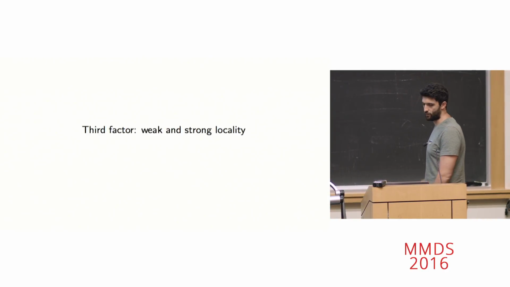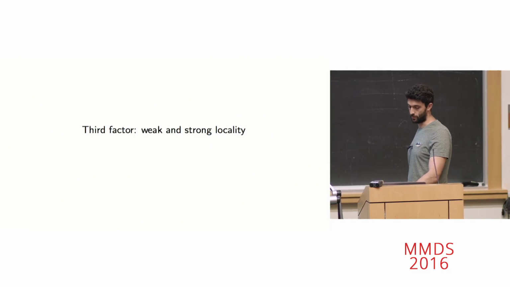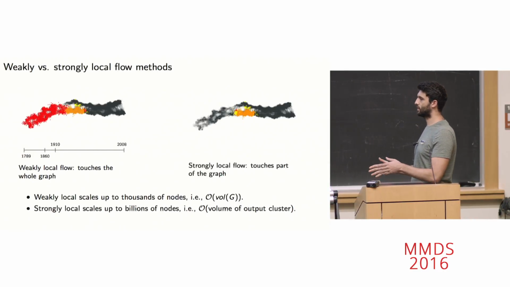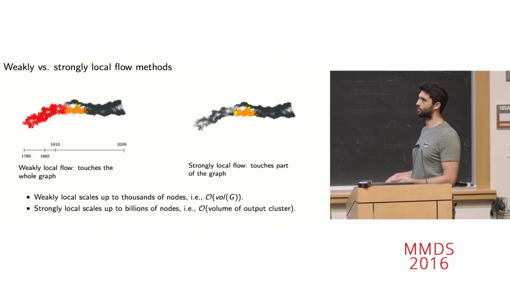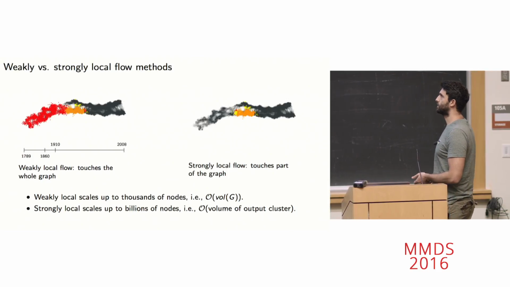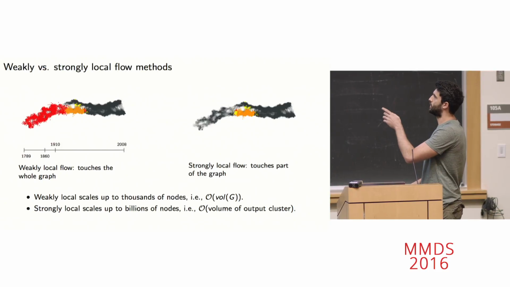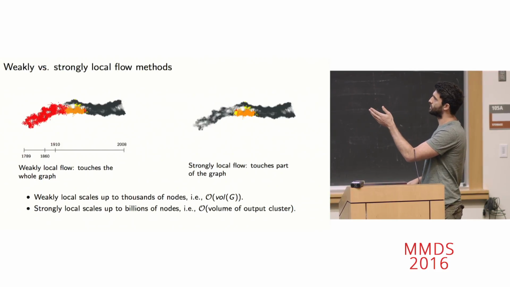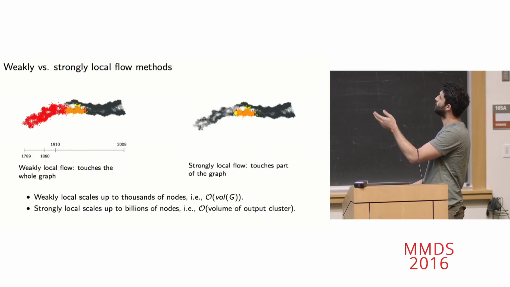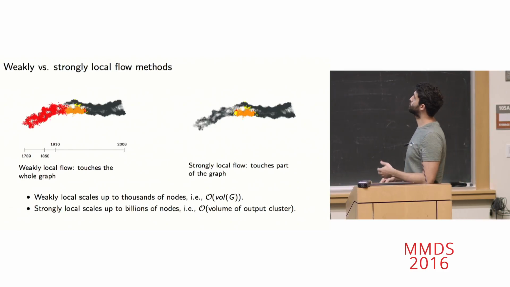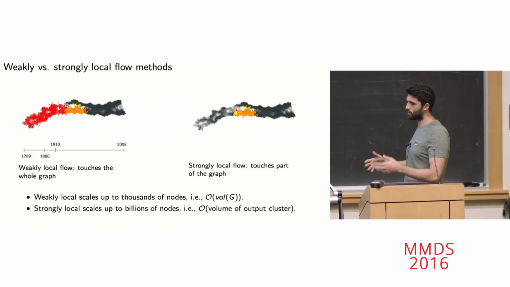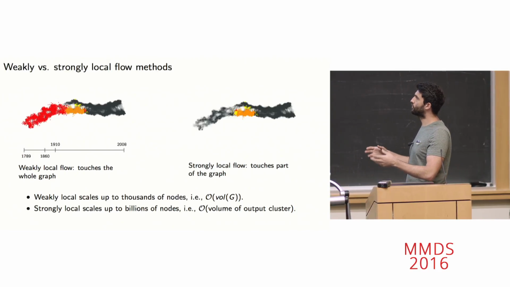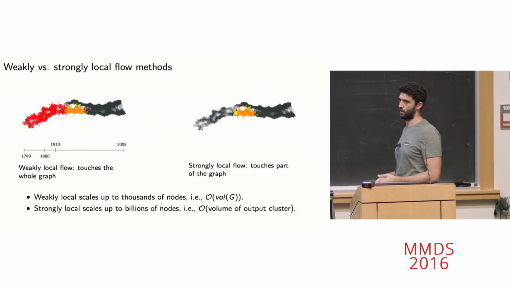Okay, now the third factor is weak and strong locality. Now I said before that strongly local algorithms will have strongly local running time. They are not necessarily better. And here's an example that demonstrates this. So this is the Sennett graph again. On the left, you can see a weakly local flow algorithm. On the right, you can see a strongly local flow algorithm. Now, what happens when we allow the algorithm to explore the whole graph? Well, it finds a cluster which is red plus orange here.